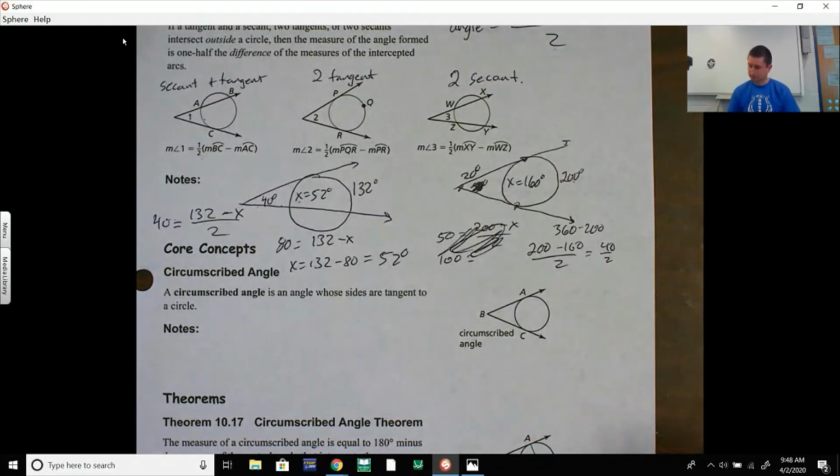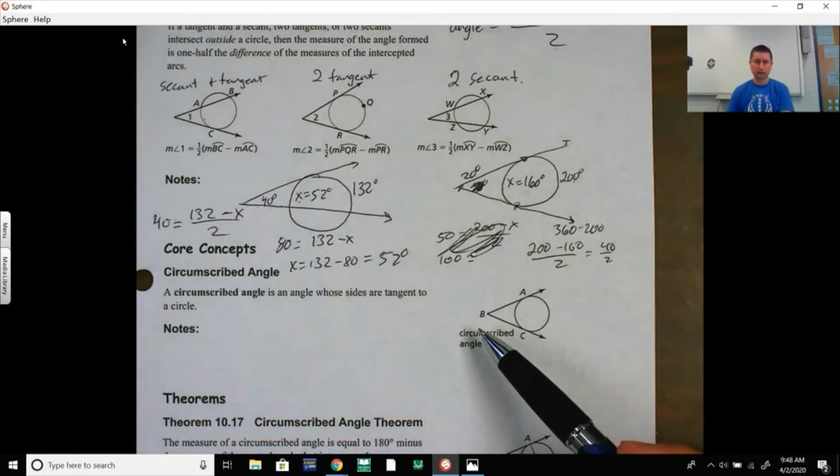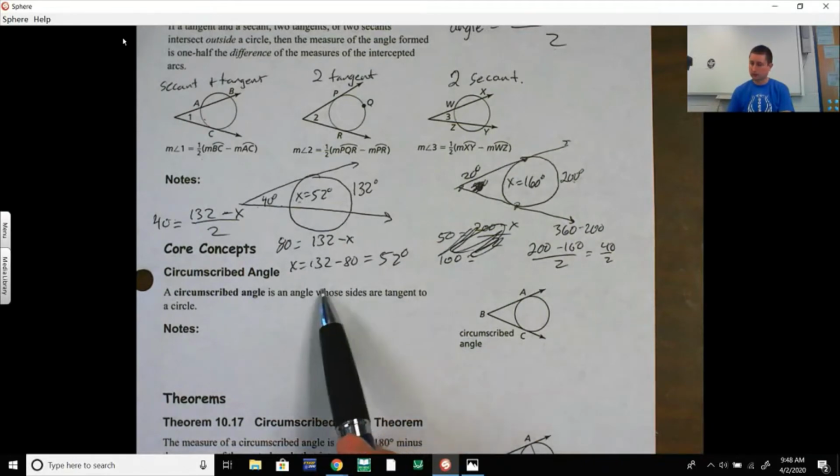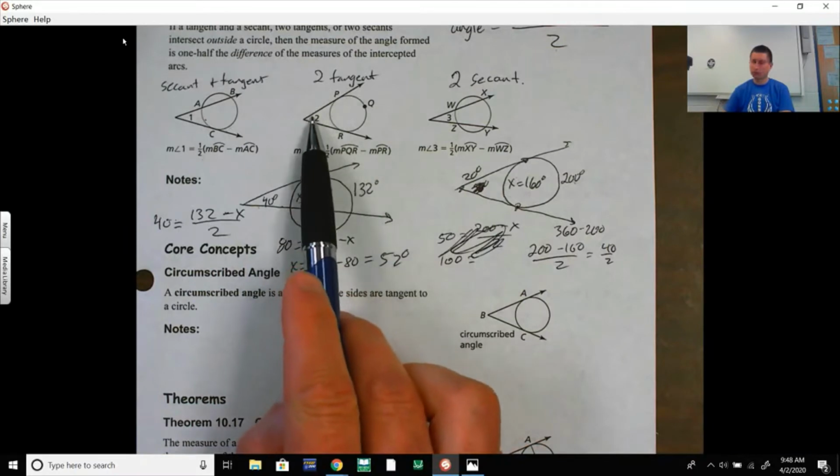Bad problem. Okay, that is what's referred to as a circumscribed angle, an angle whose sides are tangent to a circle. So that's this 2 tangent problem. That's a circumscribed angle.